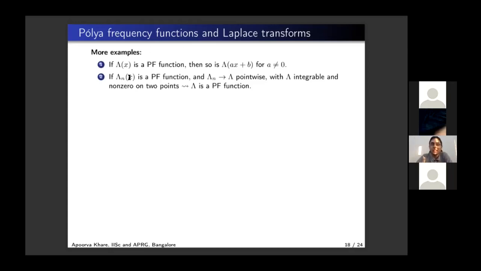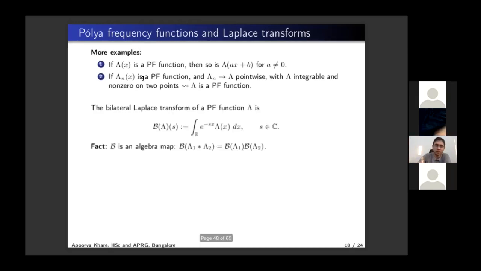The third one is equally simple. If you have a sequence of Fourier frequency functions converging pointwise, and let us say the limit function is integrable and non-degenerate, then it is also a Fourier frequency function. Why? It just remains to check that it is totally non-negative, but that comes from here. The limit of totally non-negative functions is totally non-negative. Take any xj's, take any yk's, look at lambda n of xj minus yk; that submatrix clearly converges pointwise to lambda of xj minus yk. So the determinant converges and you're done.